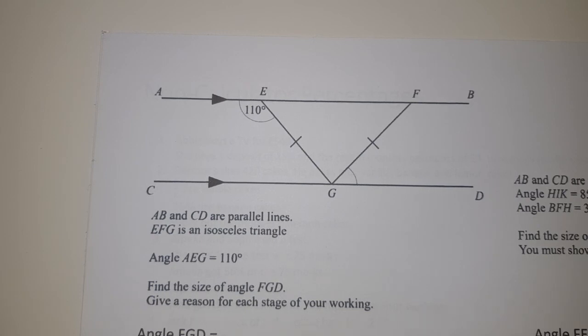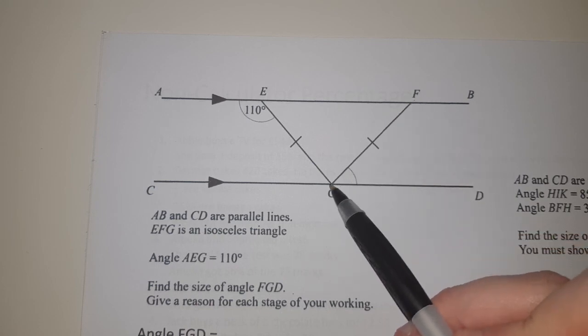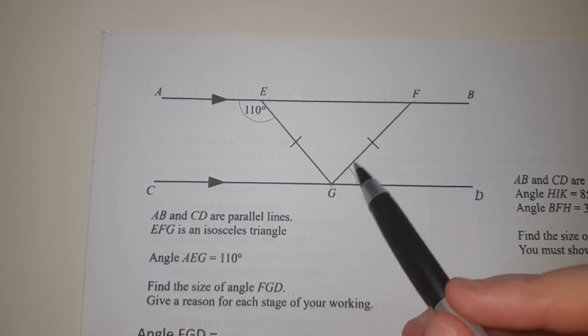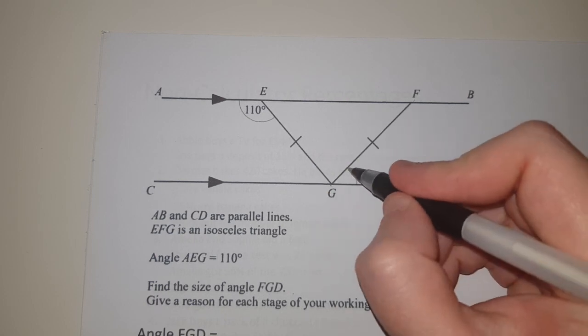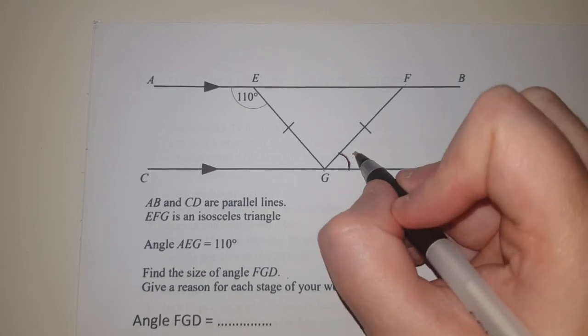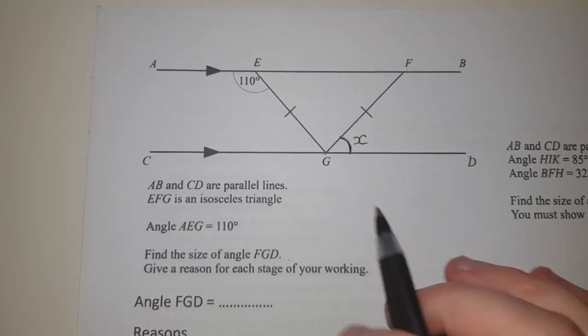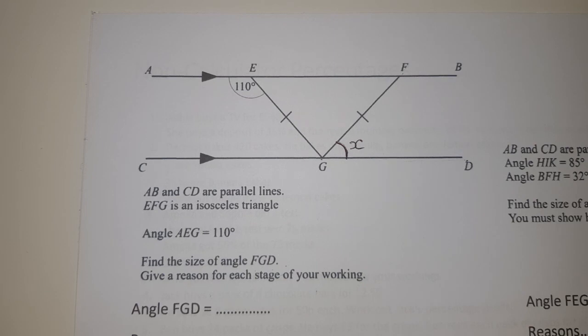This one, just be very careful when they say things like angle FGD. If you imagine drawing a line from F to G to D, the only angle that you've created from those 2 lines basically is that angle there. So that's the one they're trying to find. They won't always mark it on the diagram for you. Okay, what they might do instead is just label it as 3 letters. Okay, and most importantly, give a reason for each stage of your working. So it is going to take us quite a few steps to get there.